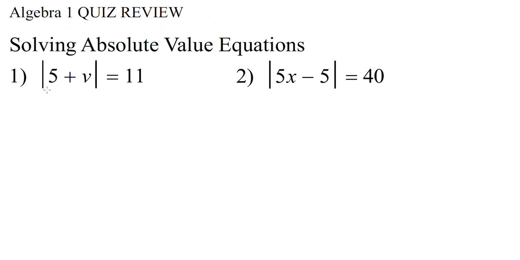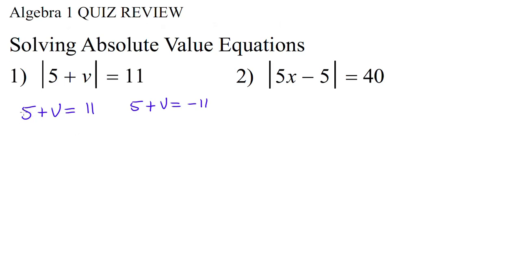The first one is going to look just like this one without the absolute value bars. So we have 5 plus v equals positive 11. And then the second equation is going to be the same, but with a negative 11. So we have 5 plus v equals negative 11. And now we solve both equations.